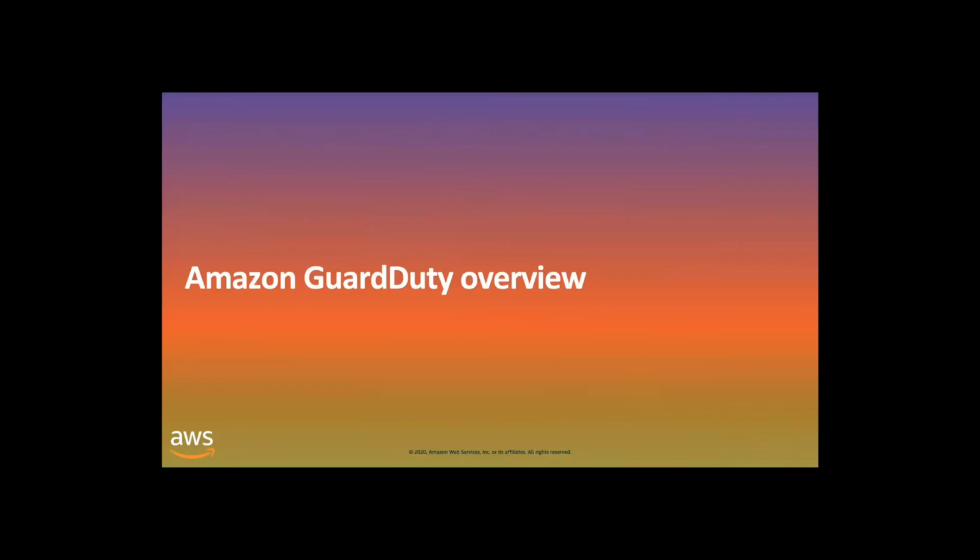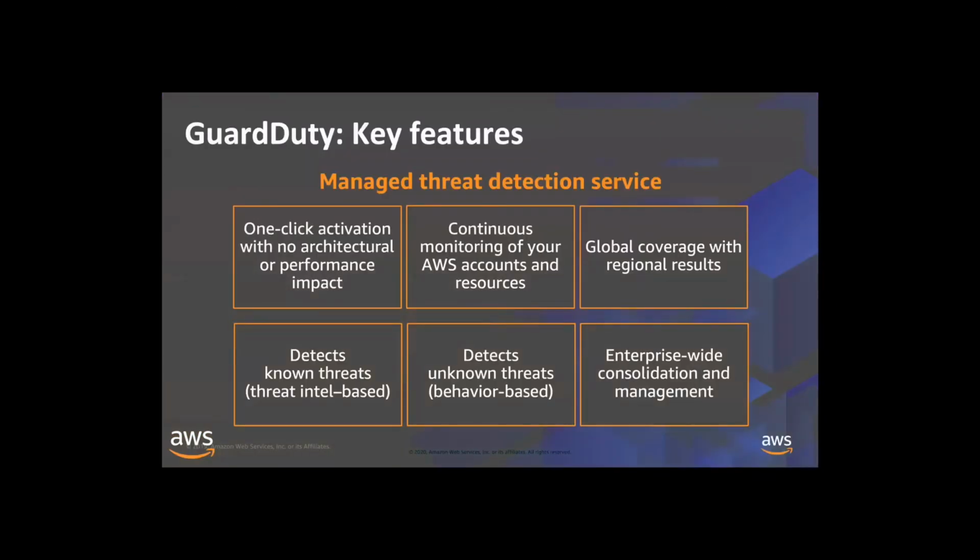So the next feature I want to talk about is Amazon GuardDuty. And this is a pretty important feature. It's a threat detection service that continually monitors malicious activity and unauthorized behavior to protect your AWS account and workloads. And it does it in some interesting ways. And you can see in the slide over here, it has that one-click activation, so it's super easy to use. It's continuously monitoring your AWS accounts. You can see globally what's happening with your accounts, and you can put those results in a certain region. And it does two things that I find interesting. It detects known threats. These are threats based on intel from our AWS security team.